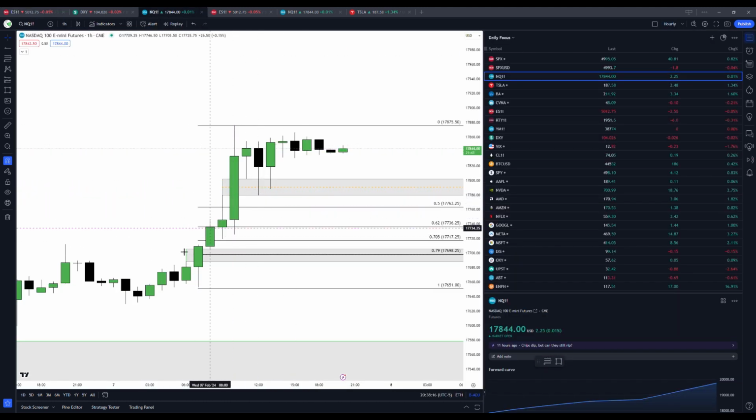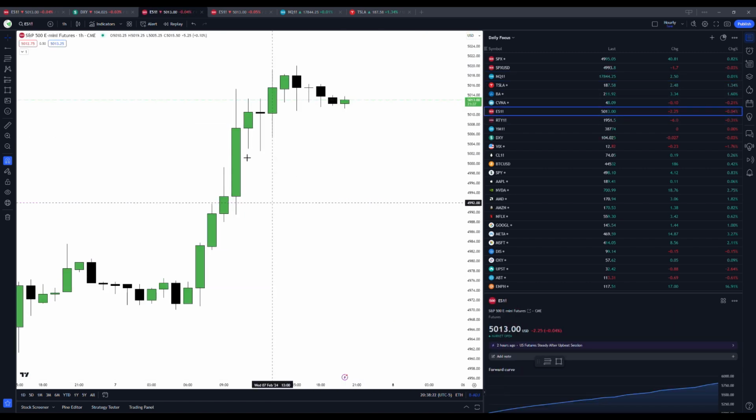And I'll even go to the hourly. Is there an hourly imbalance, right? So let's just see on ES if we have multiple or we just have one. Nope, same situation.